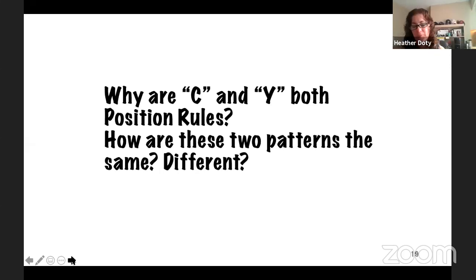They are different because one is just where it is in the word, and the other one depends on what follows it. Exactly. So they're the two instances of the position. Anybody else got a difference between C and Y?